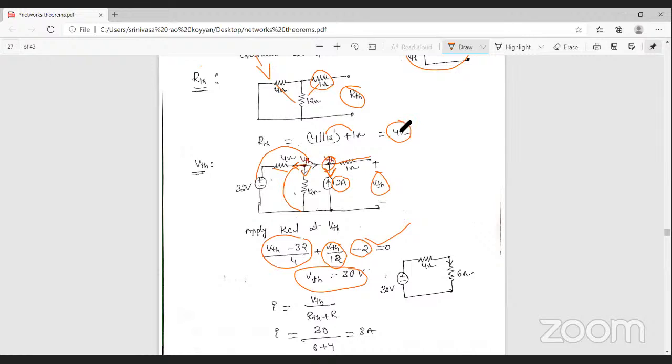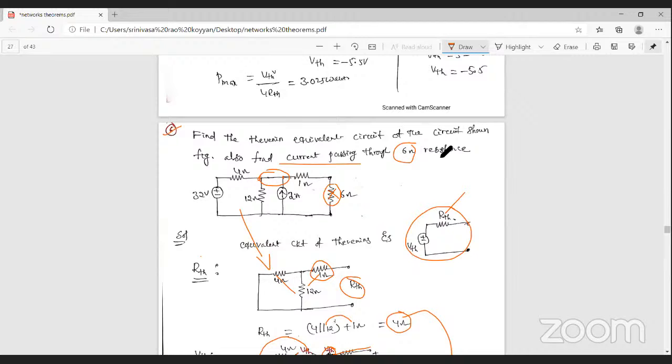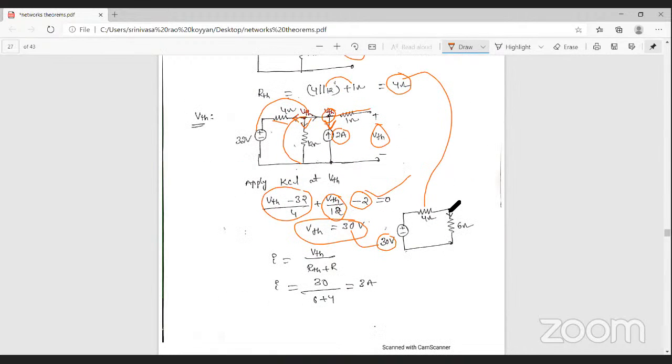So previously you found the Thevenin's resistance, that is 4 ohm, and the Thevenin's voltage, 30 volts. According to the Thevenin's equivalent circuit, the Thevenin's voltage is in series with the Thevenin's resistance, that is 30 volts in series with 4 ohm. But you can ask for the current passing through the 6 ohm resistance. That's why the 6 ohm resistance is connected across these two terminals. What is the current? Thevenin's voltage divided by the total resistance, that is Thevenin's resistance plus the 6 ohm resistance. Then the current passing through the 6 ohm is 3 amperes.